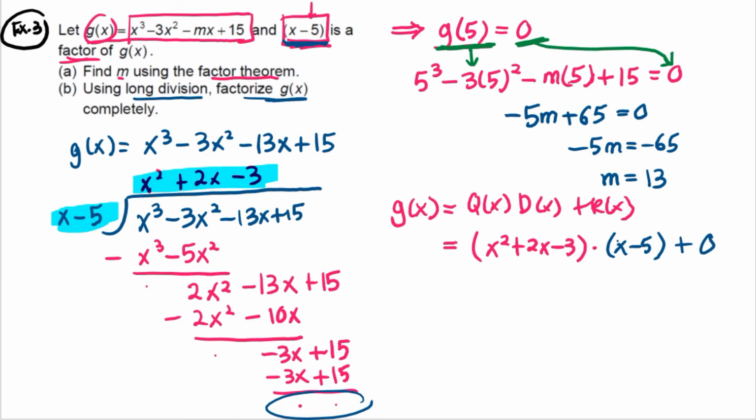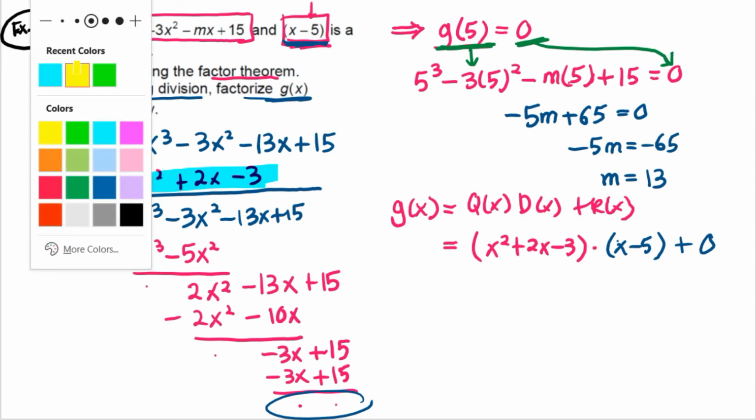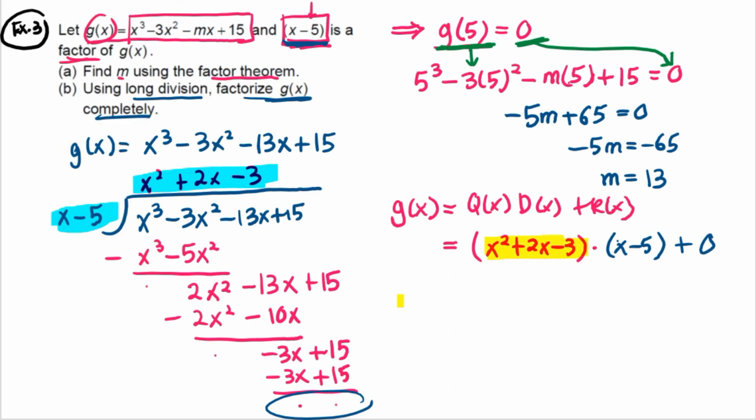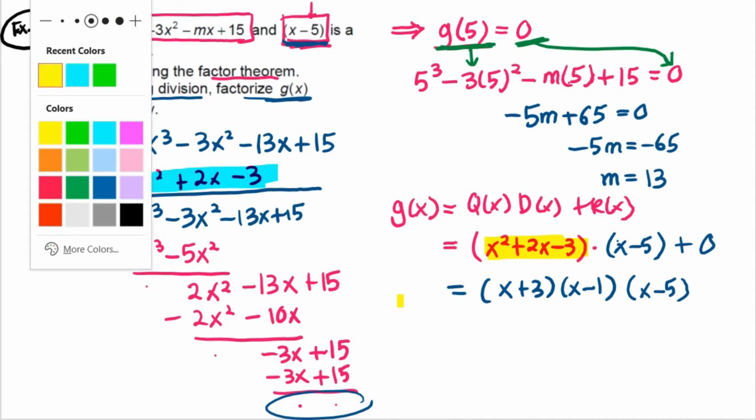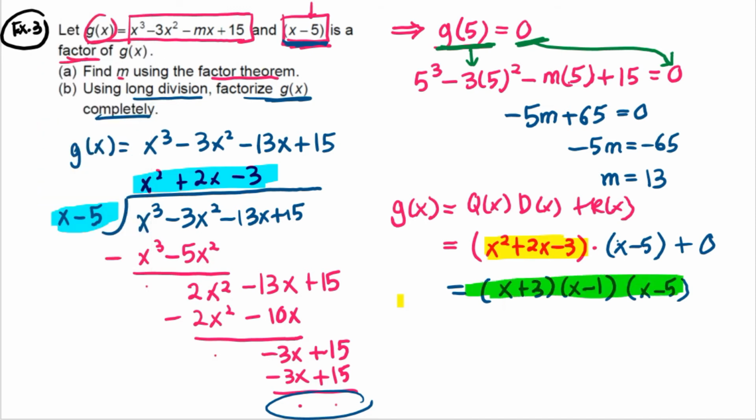The question asks us to factorize g(x) completely. Meaning to say that we have to factorize which part? We have to factorize this part here. Can we factorize it? Yes, using the quadratic factorization. So when we factorize this, it will become (x plus 3)(x minus 1). The other part, which is x minus 5, plus 0, we can ignore. So this is the complete factorization for g(x), right? Let me highlight using the green color. So that's the answer. Okay, you can factorize completely here.